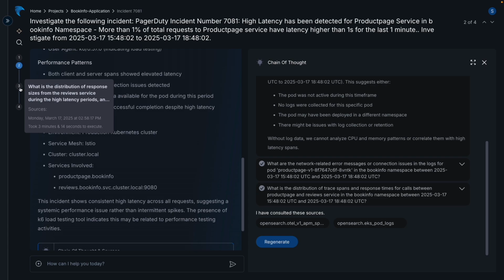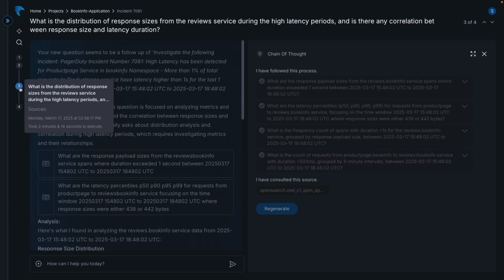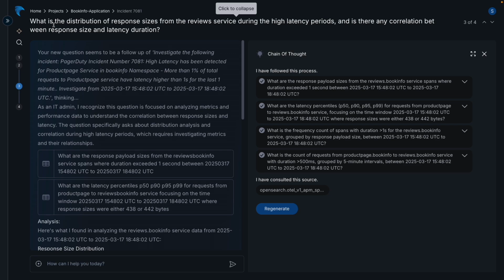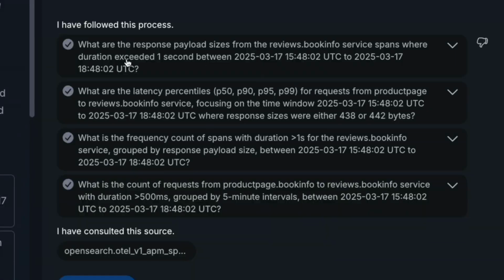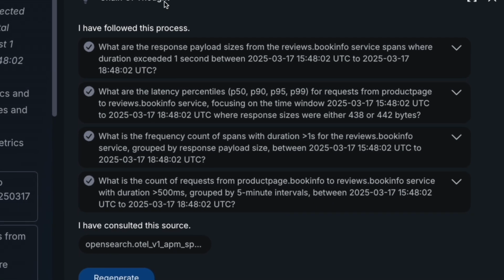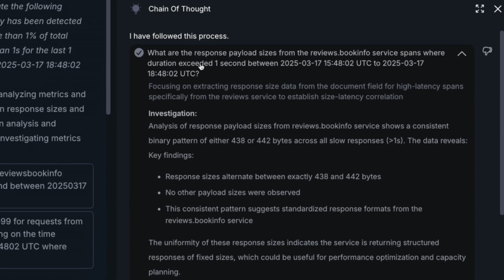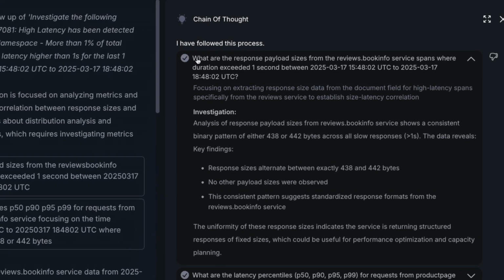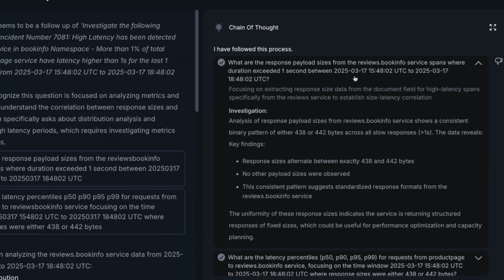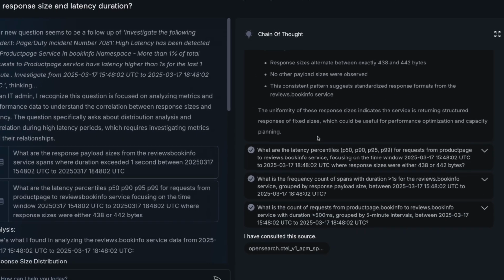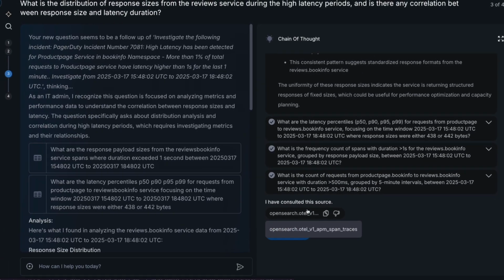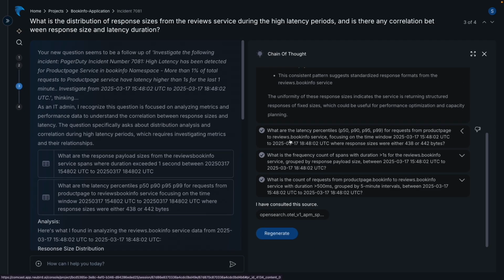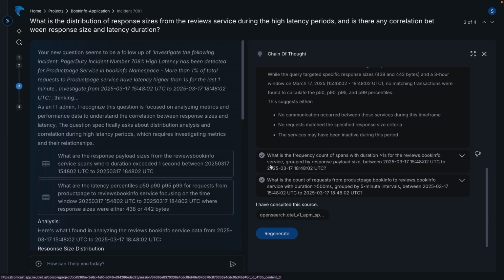Now, this was not fully conclusive, so it asked itself a follow-up question, which is what is the distribution of response sizes from the reviews service during the high latency periods, and is there a correlation between response size and latency duration? And so to analyze this, it came up with a second chain of thought, which starts with this question: what are the response payload sizes? So you see it's getting a lot of information that's available from the spans in OpenSearch in order to analyze what's going on.